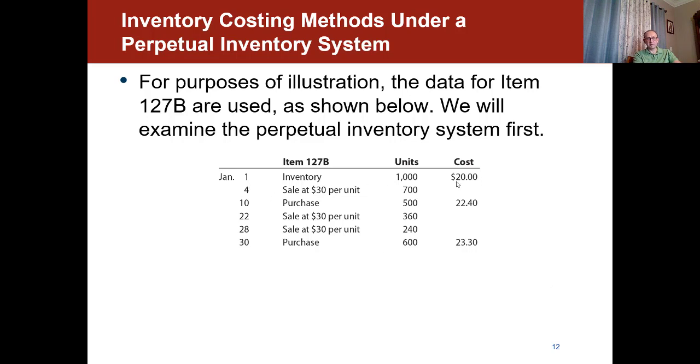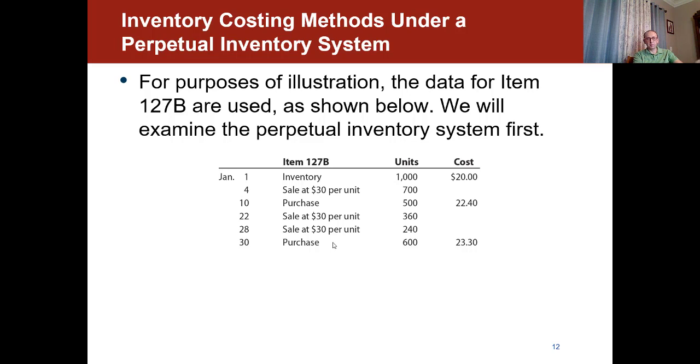So we have the beginning inventory that we started with, 1,000 units at $20 cost. Then we made a sale of $30 per unit, and we sold 700 units. Then we made a purchase of 500 units, then a couple of sales. And again, the selling price is fixed. It seems like we always sell our items for $30. Then we purchased 600 units at a higher cost, $23.30. So you can see that we purchased at $22.40, and then we purchased again at $23.30. So the cost kept going up. However, our selling price, we decided to keep it the same, which is $30.